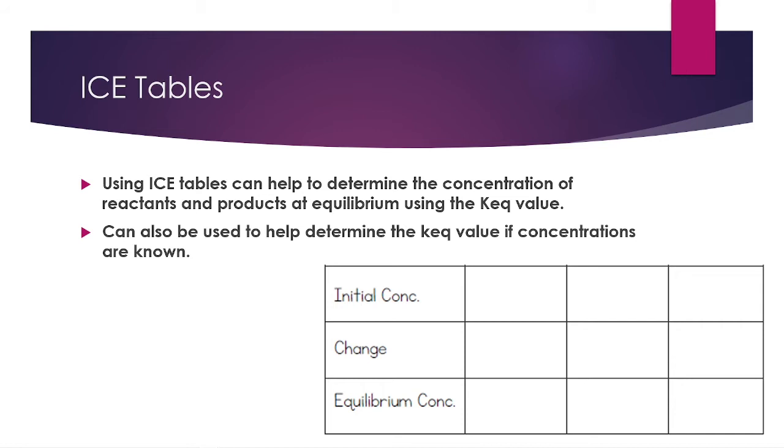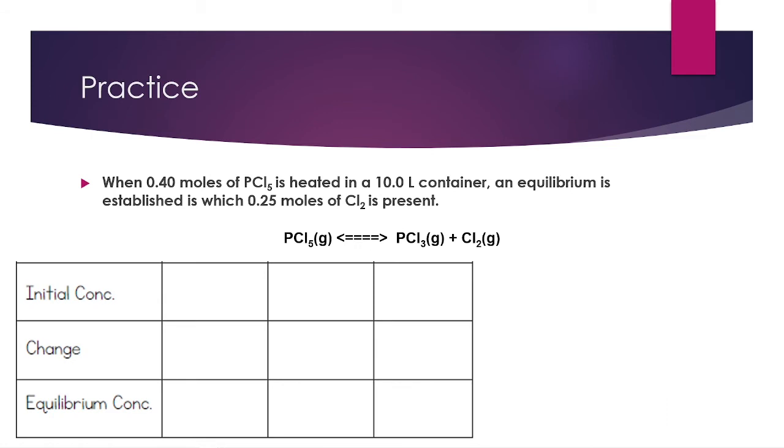So if that is the case, we then use something called an ICE table, or you may have heard it as a RICE table. In that case, we use the initial concentrations and the change in concentrations of the things we do know to work out what the equilibrium constants will be. So if you're given initial concentrations, this is most likely what you're going to need to do. So let's do a bit of an example for this one as well. When 0.4 moles of PCl5 is heated in a 10 litre container, an equilibrium is established in which 0.5 moles of Cl2 is present. So the information that we've got right now, 0.25 moles of the Cl2 we have at equilibrium.